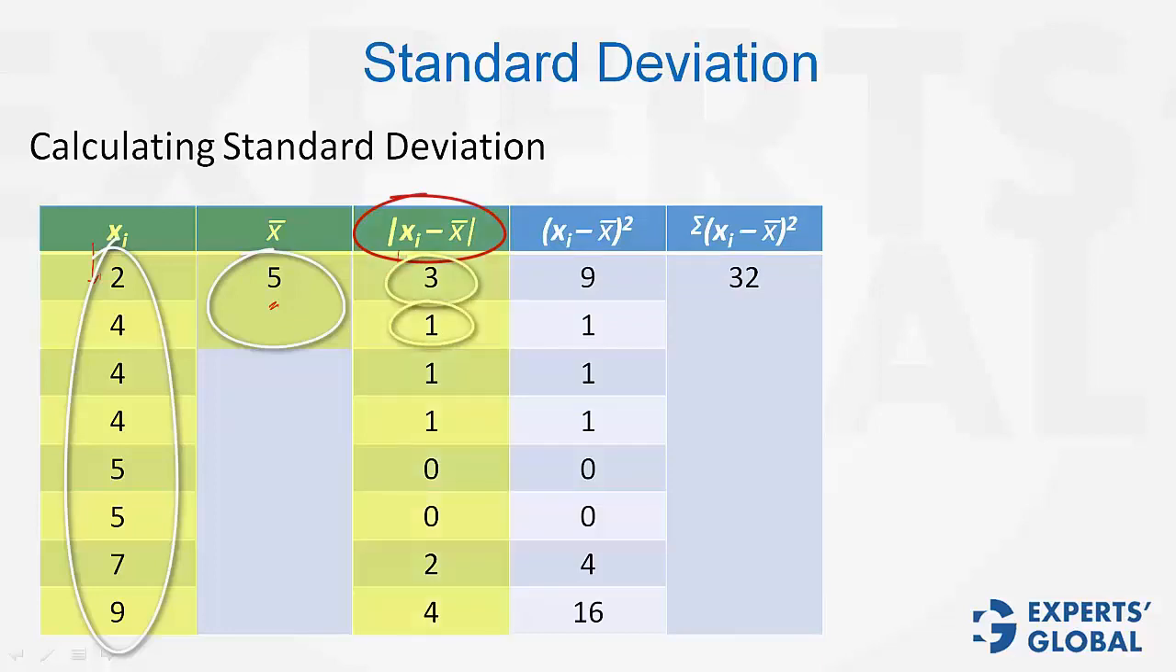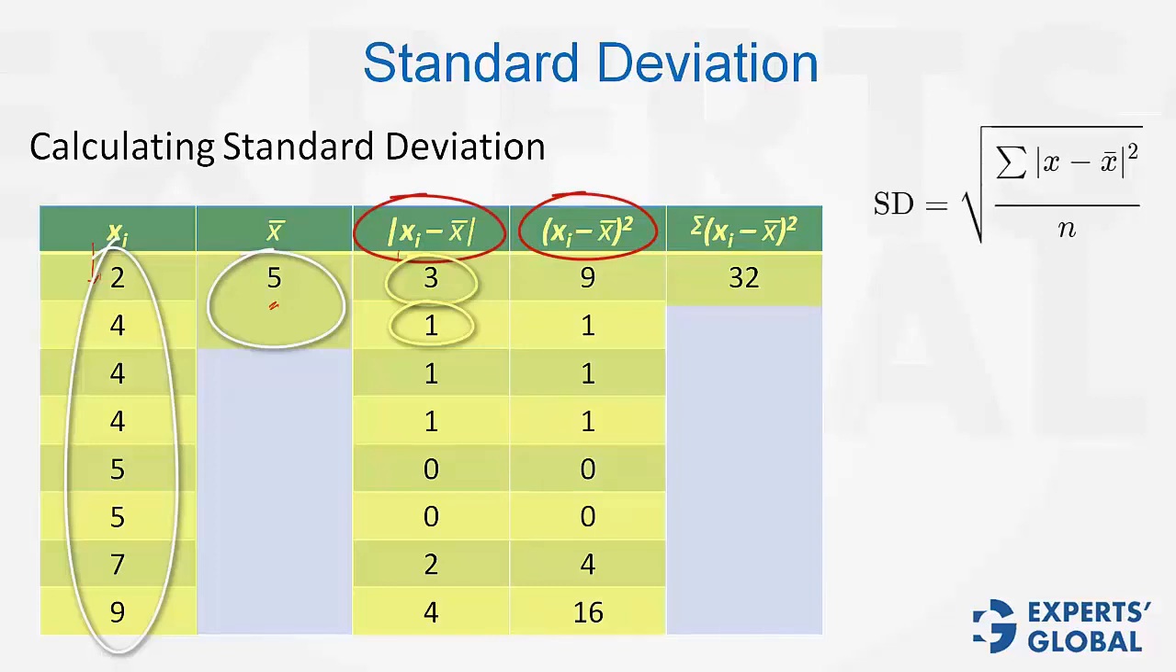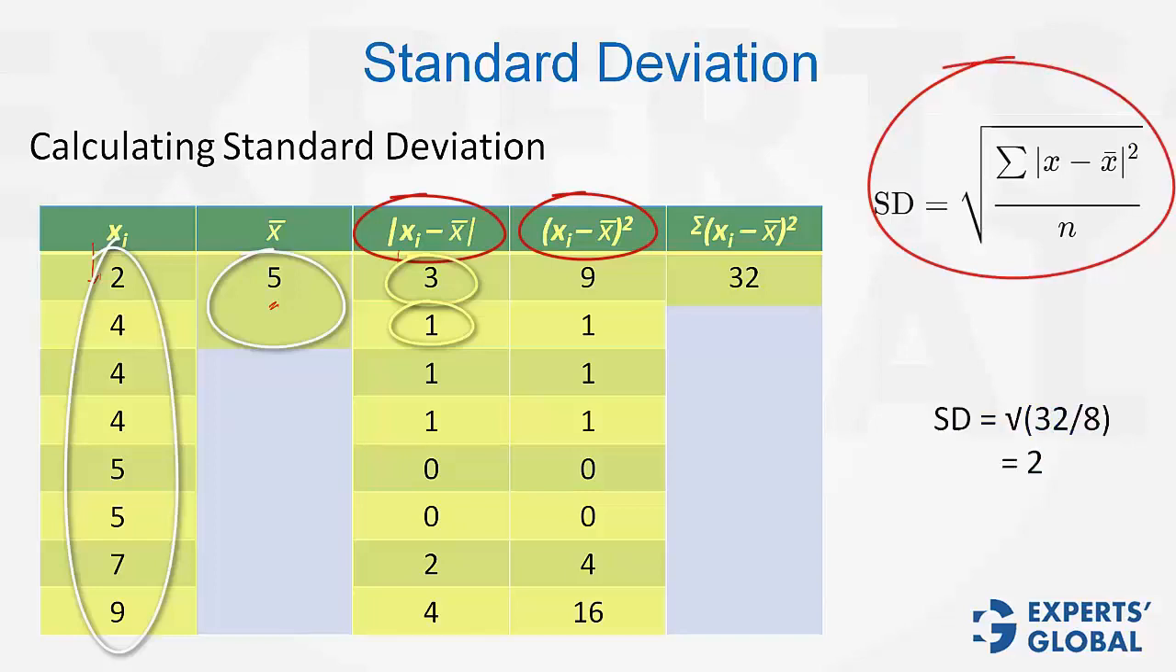Likewise, then the square of these values, these are the respective squares of the values in the fourth column. Then the last column represents the sum of these values. Standard deviation is the sum of these values represented in the last column divided by n, the number of terms, and now square root. Therefore, square root of 32 divided by 8, in this case. The standard deviation for this set is 2.